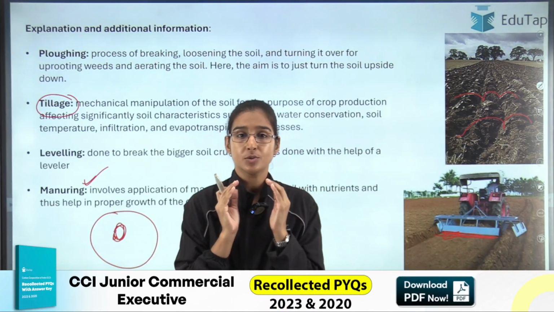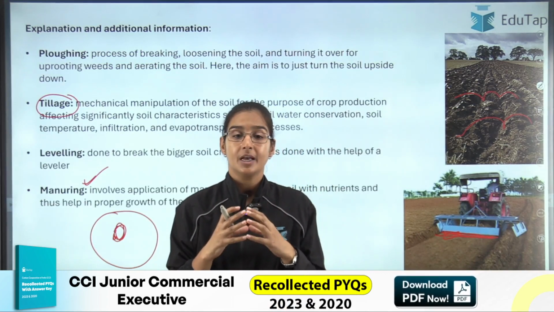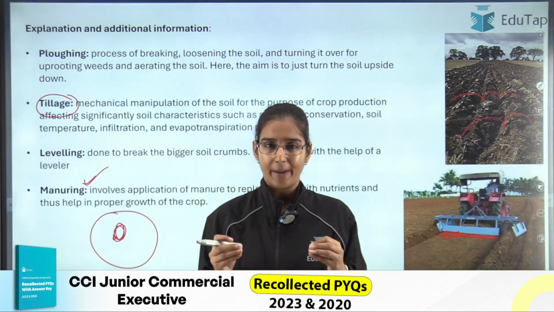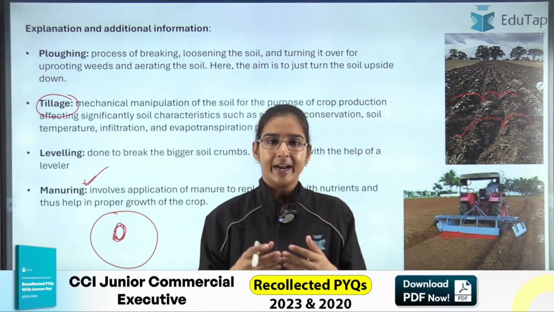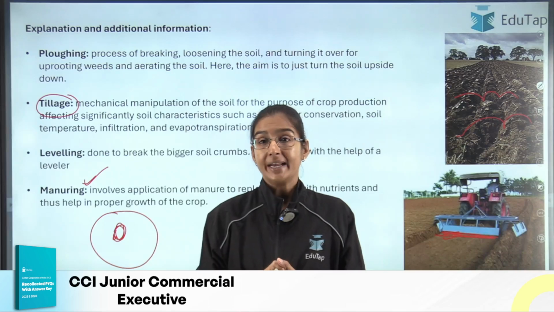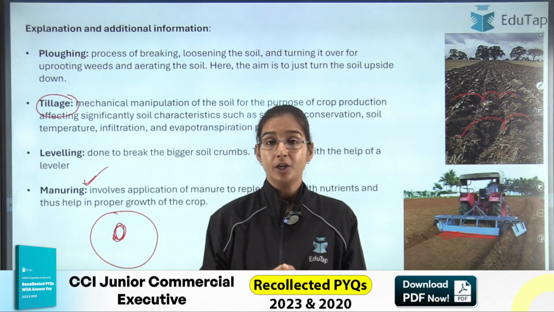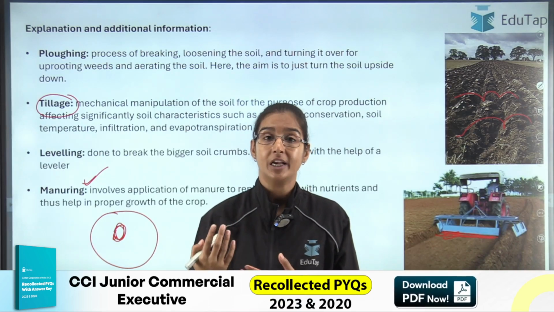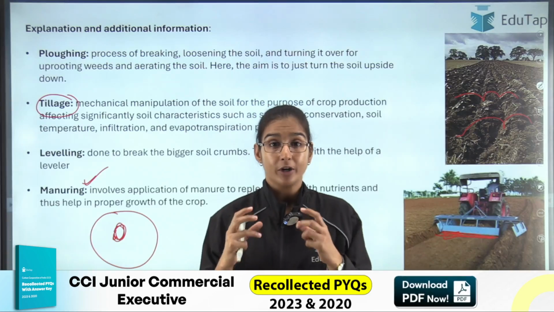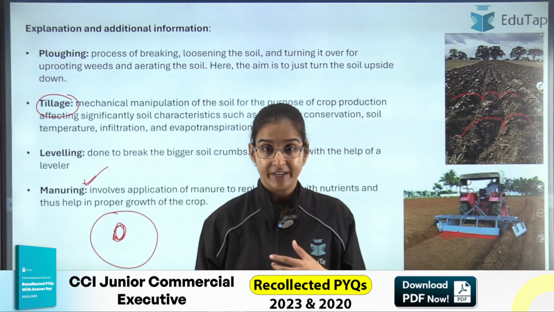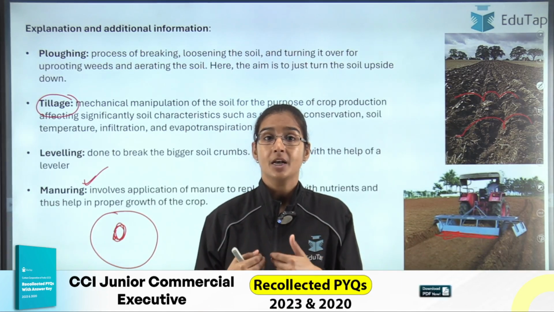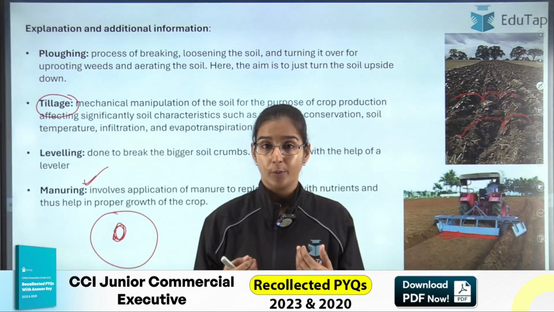Plowing is just a smaller part of the tillage activity, because in plowing we are doing it just to make sure that the soil is not compacted, the soil is well aerated, and to uproot the weeds. These are just the aims of plowing. But as far as tillage is concerned, we carry out tillage to make sure that the soil is conserved, the water is conserved, and soil erosion is prevented, right? So the reason for tillage is much more as compared to plowing.